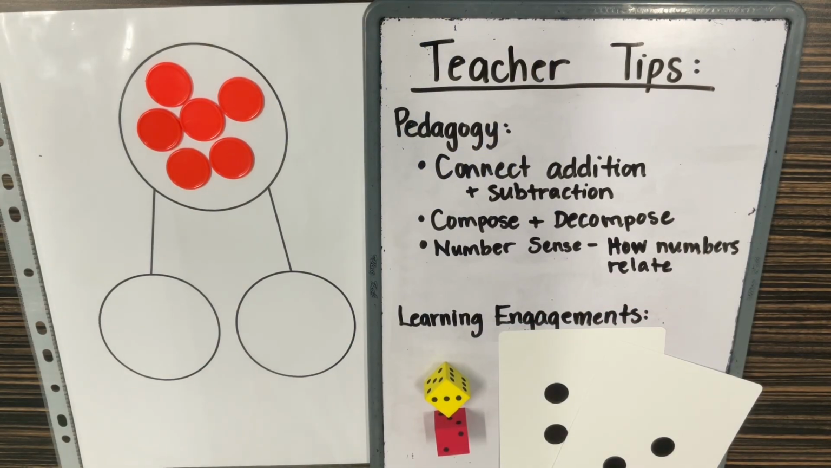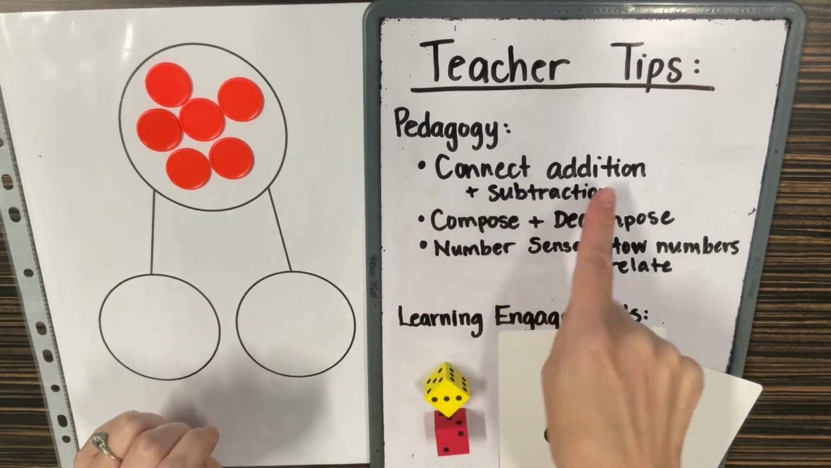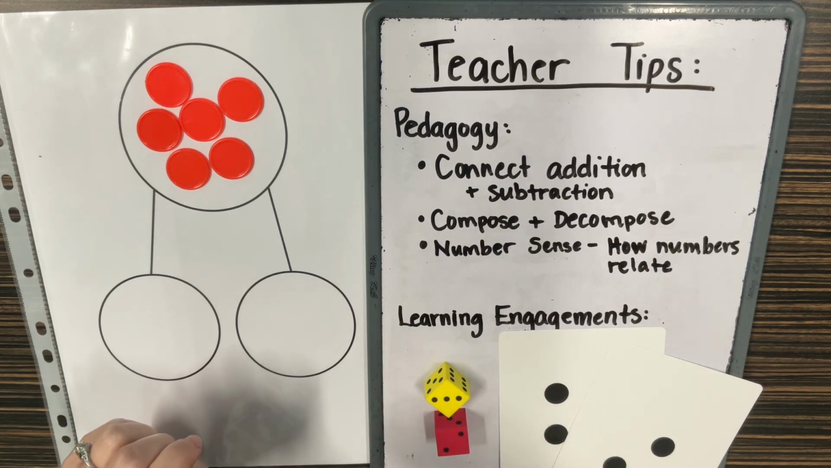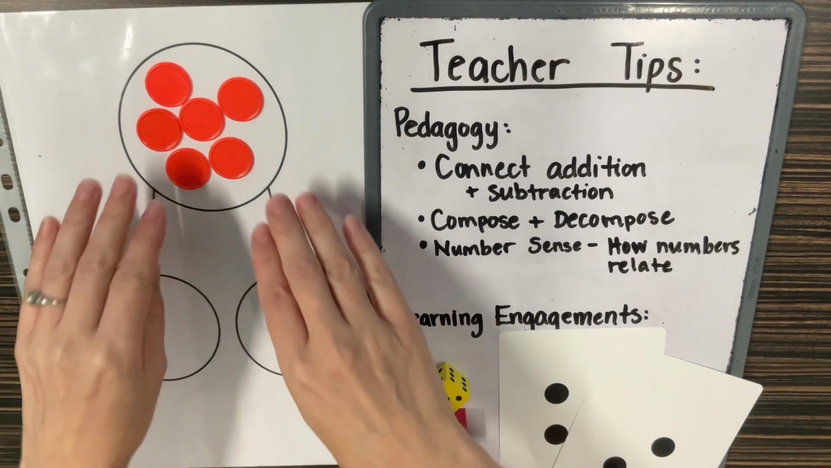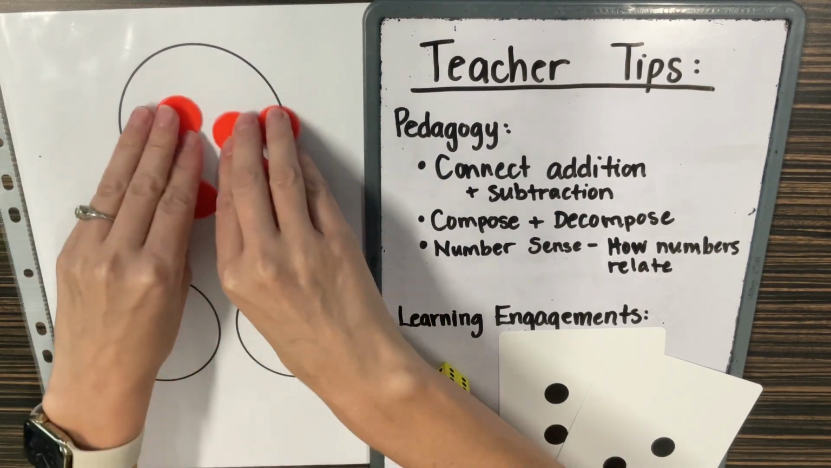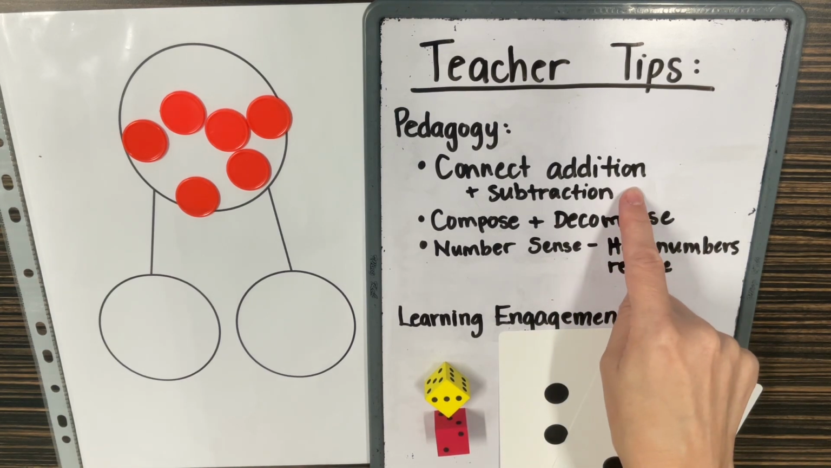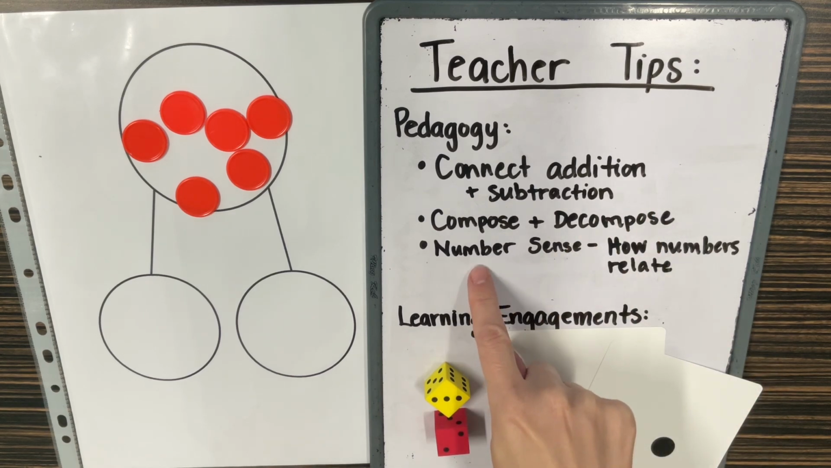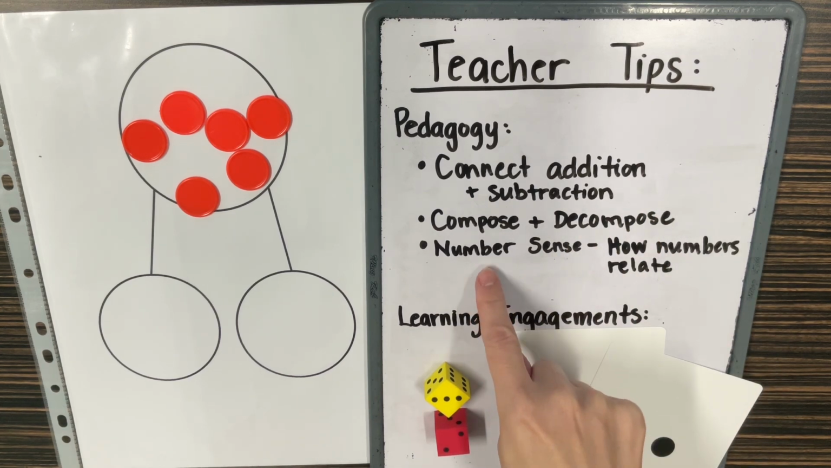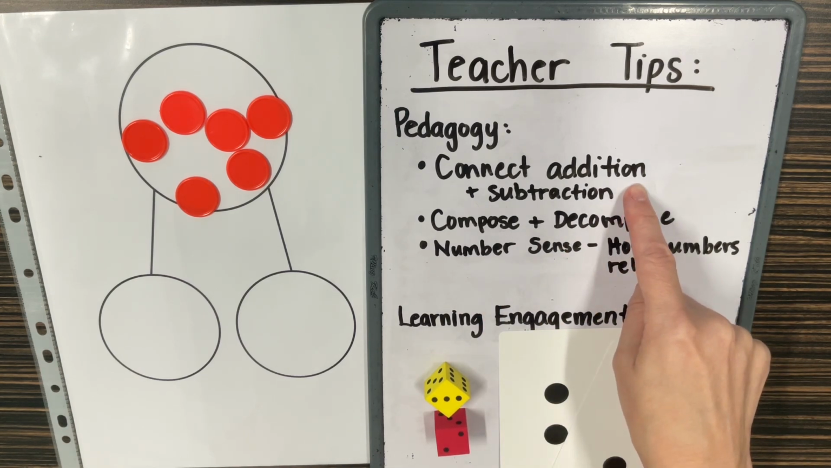Teachers, here are some tips for you when using a number bond. The pedagogy behind this is that the part-part whole connects addition and subtraction without explicitly teaching addition and subtraction separately. We want children to understand how these amounts are related to each other. That builds the number sense of how the numbers relate before we're using any kind of symbolism or naming addition and subtraction. This is super vital to early number sense before we get into the operations of addition and subtraction.